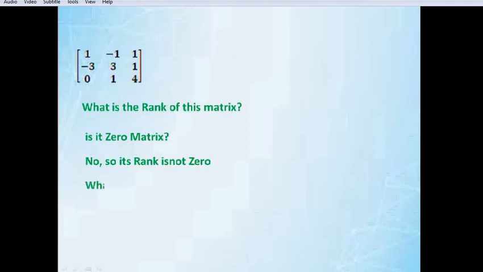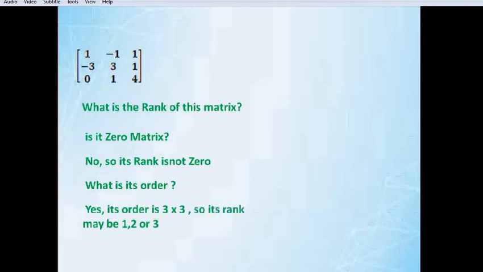Then what is its order? Its order is 3 by 3. So its rank may be 1, 2 or 3, because it is not a 0 matrix and its order is 3 by 3. The order of the highest non-zero minor is given as the rank. Here we are seeing a 3 by 4 matrix.